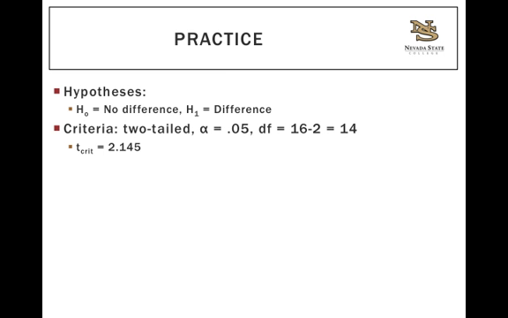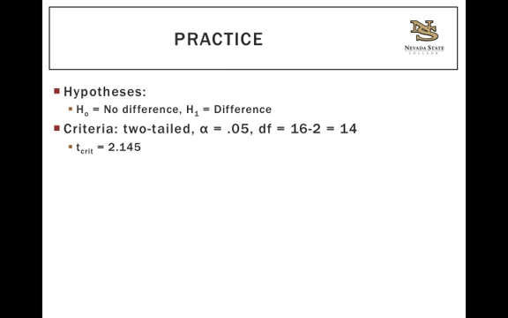In this case, we're going to run a two-tailed test because we're just looking for a difference. We're not looking for direction. I didn't give you an alpha, which means that you should use the tried and true alpha of 0.05. When we are running a t-test for independent samples, our degrees of freedom is calculated by n1 plus n2 minus 2. So in this case, it's 8 plus 8 minus 2, and that gives us a degrees of freedom of 14, and that gives us a critical t of 2.145.